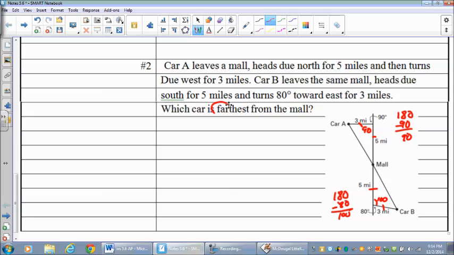Which car is farthest? Well, if I use my hinge theorem, since the A car is across from the 90, this one is the smaller distance because the B car had 100 degrees, so this makes this one the larger, longer, or one of those words. Okay. So this distance is longer. Therefore, the farthest car would be car B.